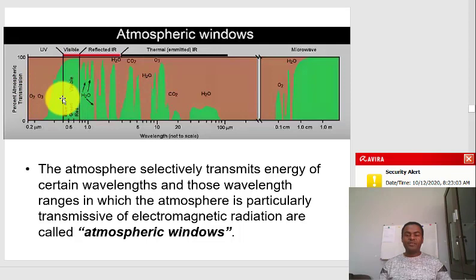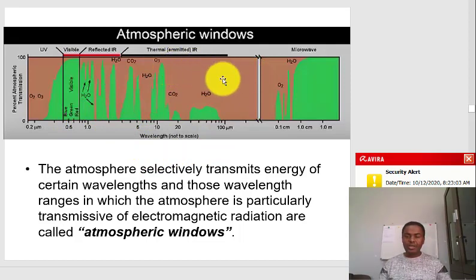So atmospheric windows are very important for remote sensing. Why? It is a wavelength region in which different remote sensing sensors operate. Without atmospheric windows, there is no remote sensing. For example, remote sensing operates in this wavelength region, in the green wavelength region. For example, we do have blue, green, red sensors. We do have near infrared sensors. So there are no remote sensing sensors which can operate in the gray or non-green part of the wavelength region.